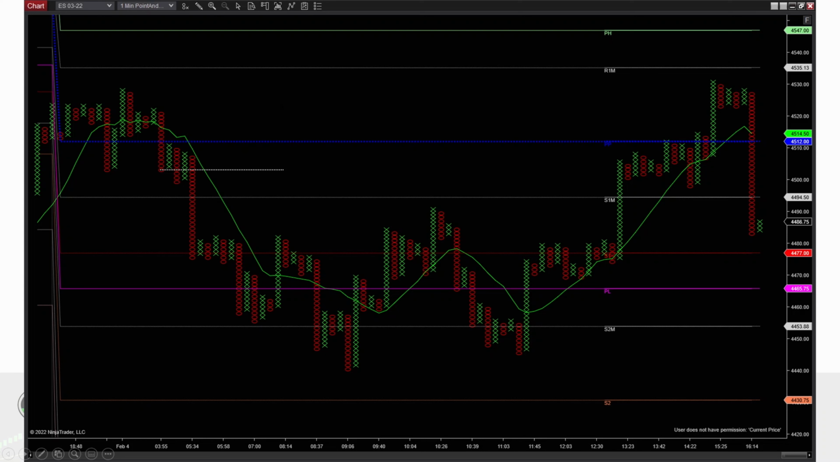Okay, so that is the potential. Now it could reverse and then stop you out, right? But if your target is 2 ticks or two boxes, then you would make $250 per contract, assuming that we're trading one contract.